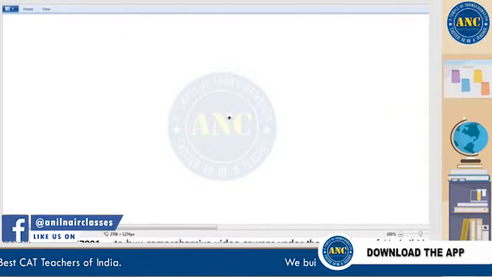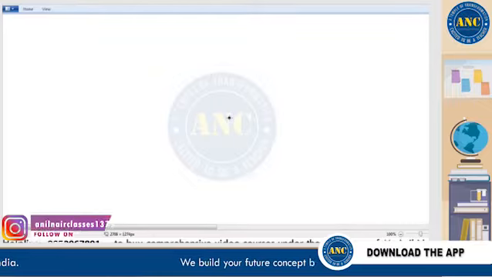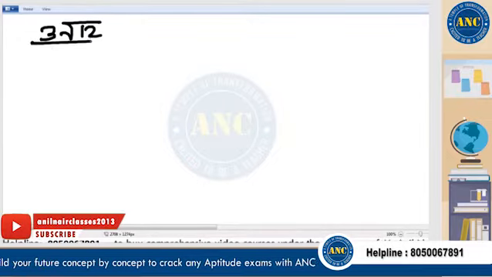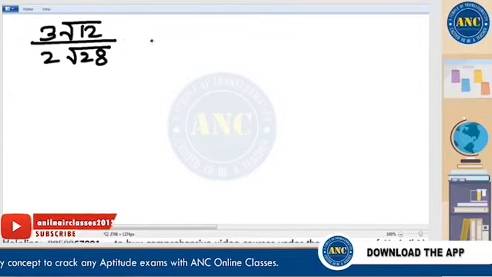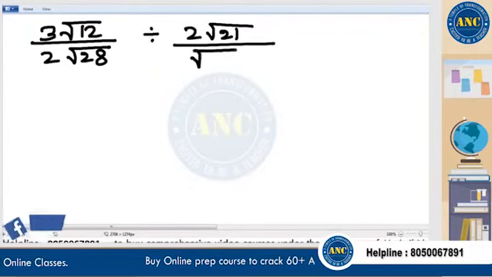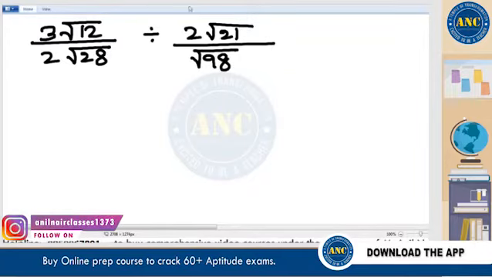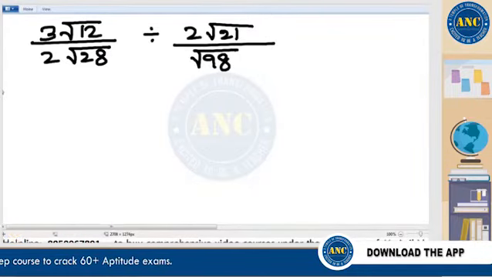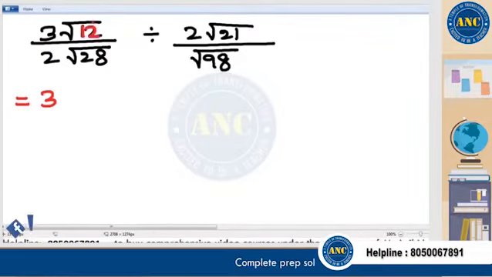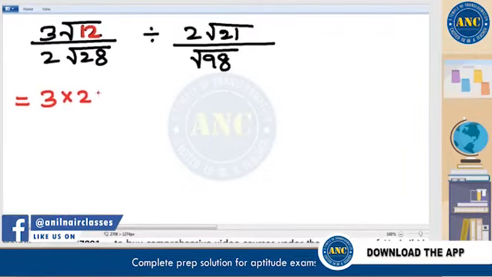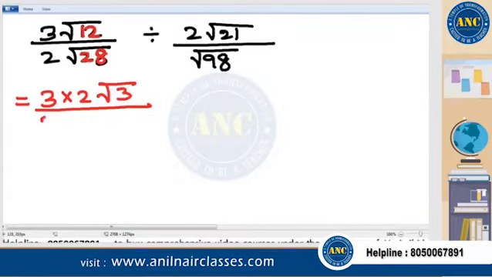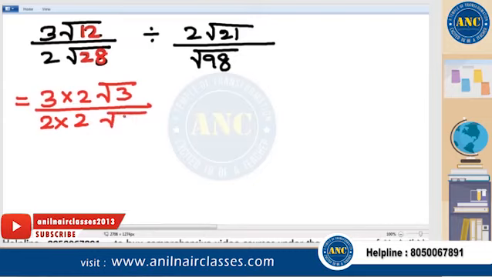Suppose, for example, your question is 3 root 12 divided by 2 root 28, divided by 2 root 21 divided by square root of 98. Now listen carefully. Keep expressing everything as a perfect square wherever possible. 12 is 4 into 3. Square root of 4 is 2, take it outside, you are left with root 3. Similarly, 28 is 4 into 7. Square root of 4 is 2, take it outside, you are left with root 7.